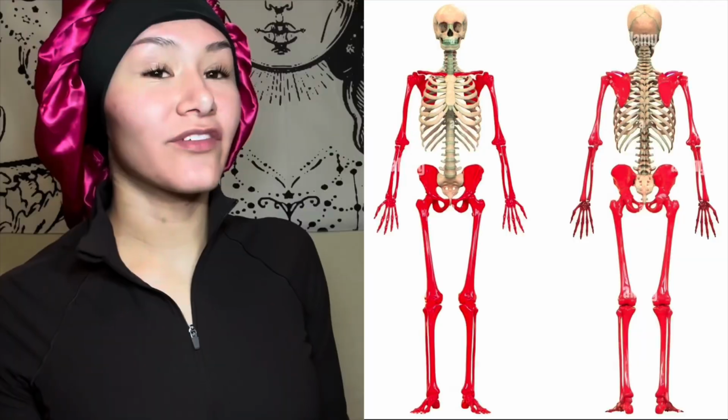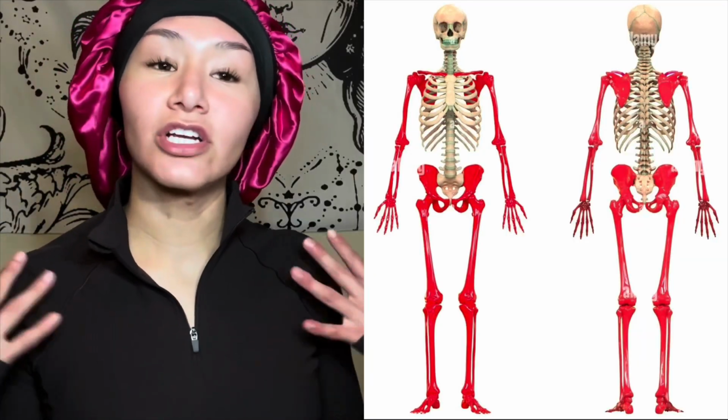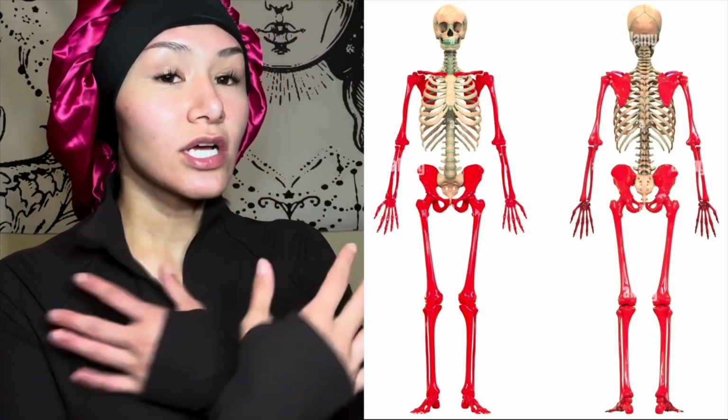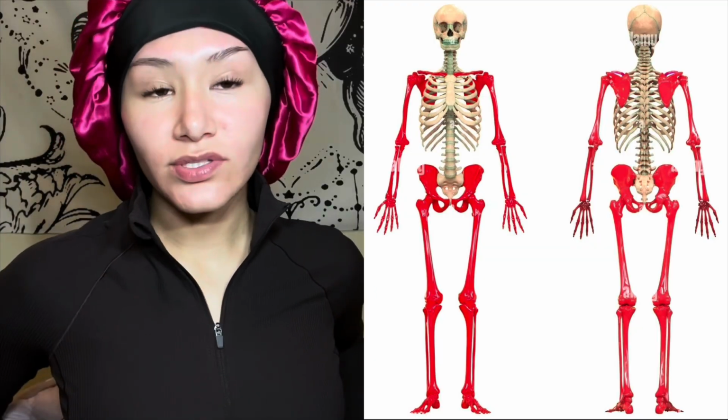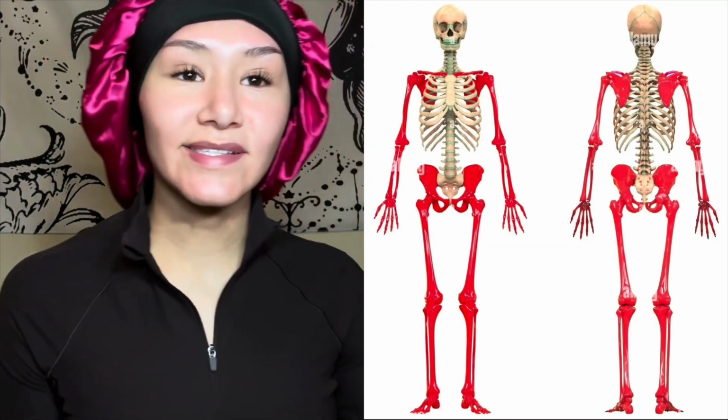And second, we have your appendicular skeleton, which consists of your extremities, as well as your shoulder area and your hip bones, all the way down to your toes and legs.